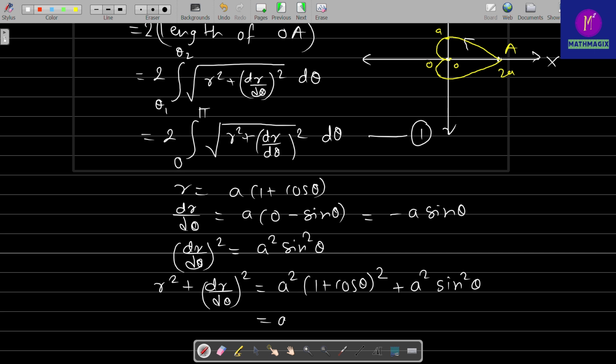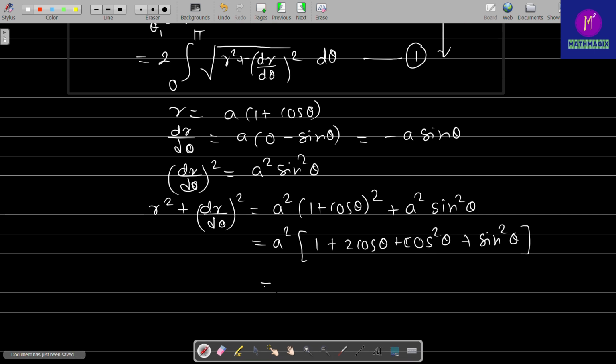From this we can take a square common. Let us solve the bracket (1 plus cos theta) the whole square, which is 1 plus 2 cos theta plus cos square theta plus sine square theta. We know that cos square theta plus sine square theta is 1. So we will get here the answer as a square (1 plus 2 cos theta plus 1). So this is equal to a square (2 plus 2 cos theta).